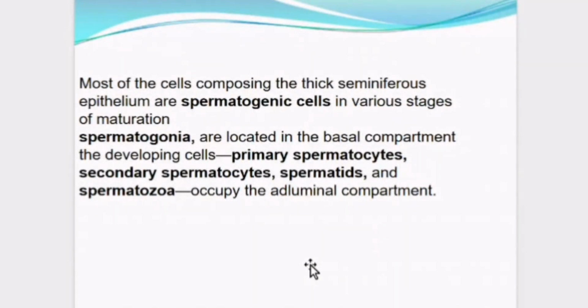Okay, lastly, your spermatogenic cells, right? We said they are primary spermatocytes, secondary spermatocytes, spermatids, and spermatozoa, which will be occupying your adluminal compartment, and your spermatogonia are going to be occupying your basal compartment. Done.